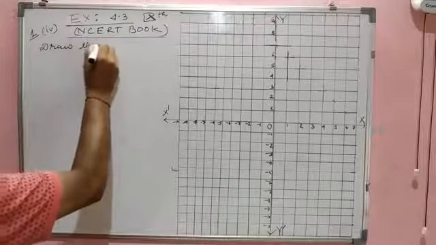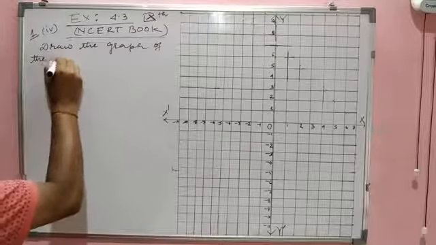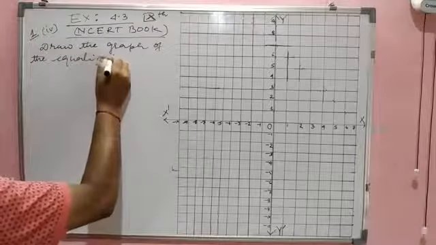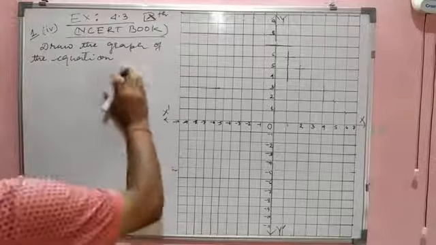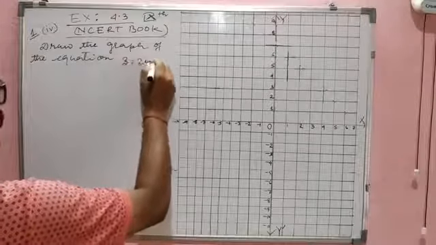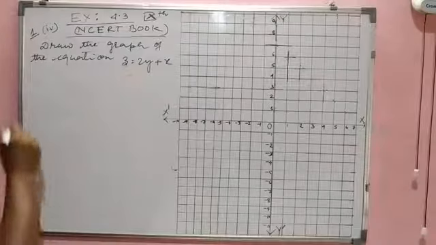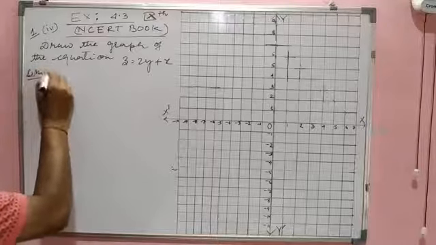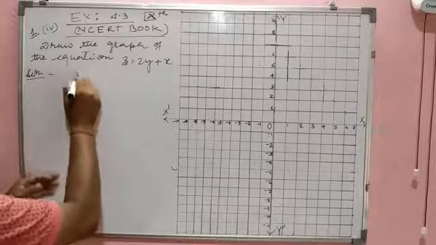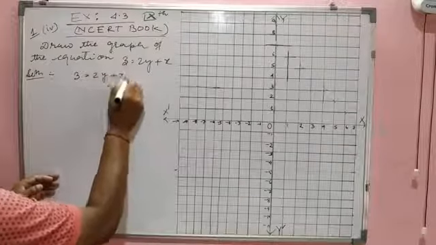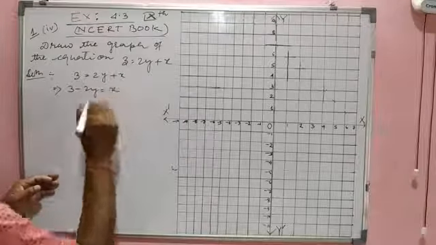Draw the graph of the equation 3 equal to 2y plus x. We have to draw the graph of this equation. So you see how to draw. First of all, we have to find 3 pairs of solution. I told you earlier. The given equation is 3 equal to 2y plus x. Now it can be written as 3 minus 2y equal to x.